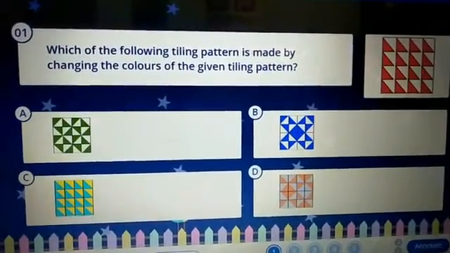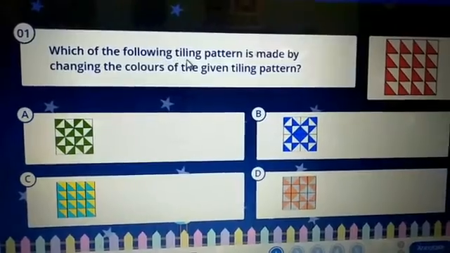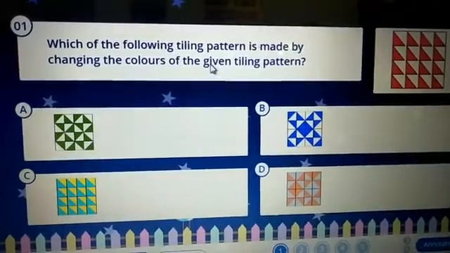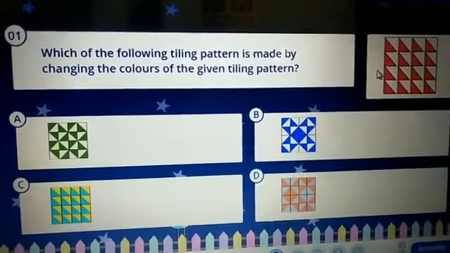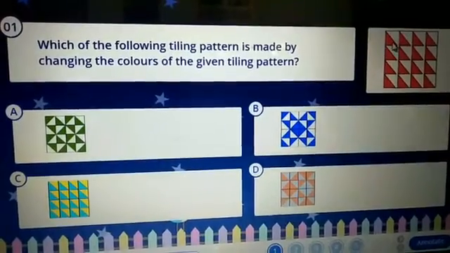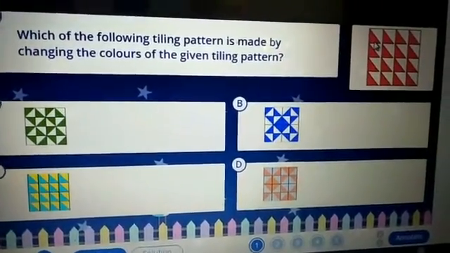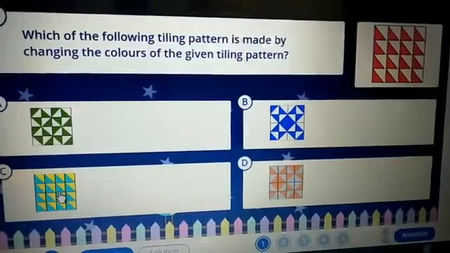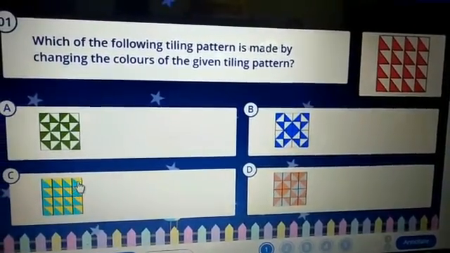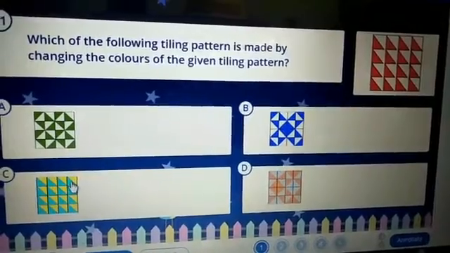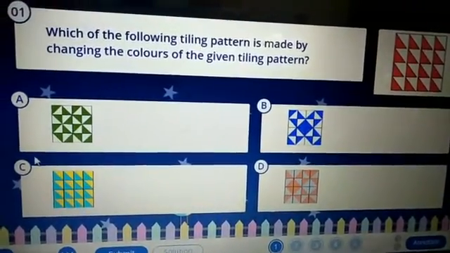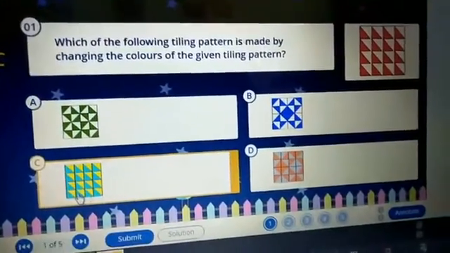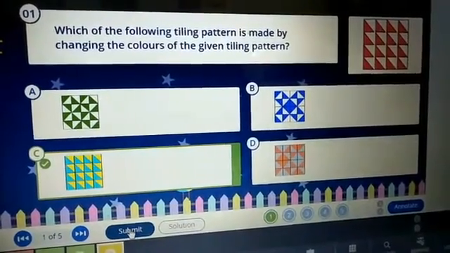Children, our next question. Which of the following tiling patterns is made by changing the colors of the given tiling pattern? See here, the white and orange color tiling pattern is here. We search for the same pattern. Only the color is different. Here they are using yellow and blue. So maybe our answer is C. So I choose C. Shall we check our answer? Yes, correct.